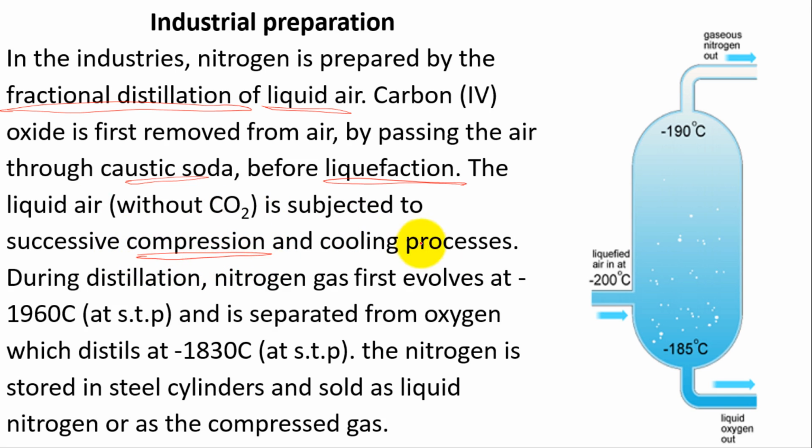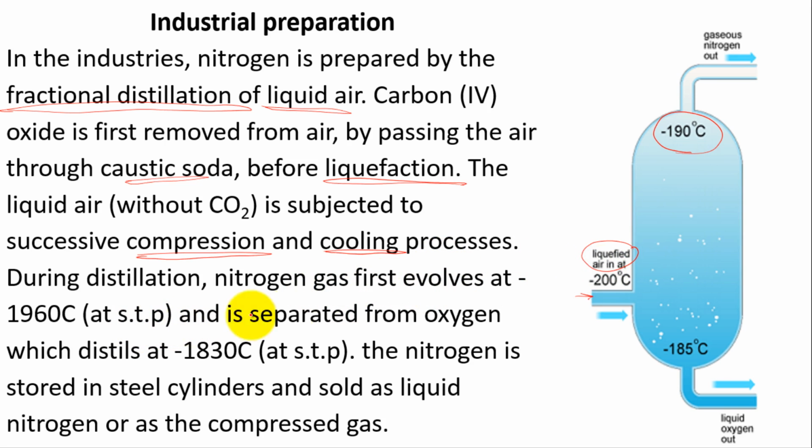The liquefied air, without the CO2, is now subject to compression, because it is a gas. It can be compressed and cooled so that we can have the cold air. Then afterwards, compression and cooling are done, and it is taken to the chamber. Therefore, the liquefied air, which is cooled to about minus 200 degrees Celsius, is taken to the fractionation column. In this fractionation column, as you can see, the nitrogen will come out first. Why? Because of its boiling point.